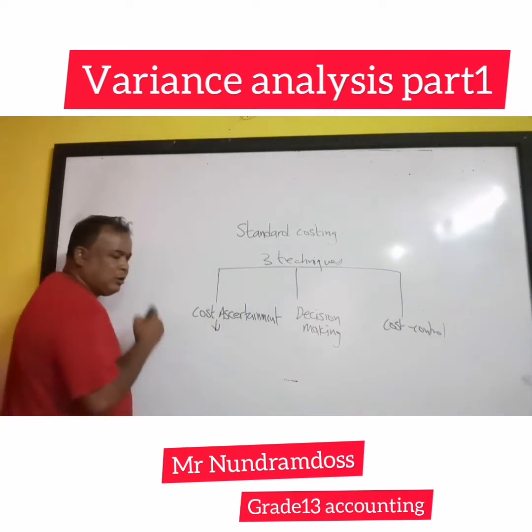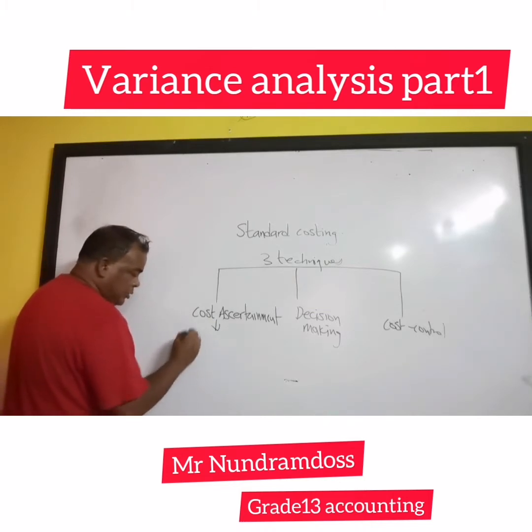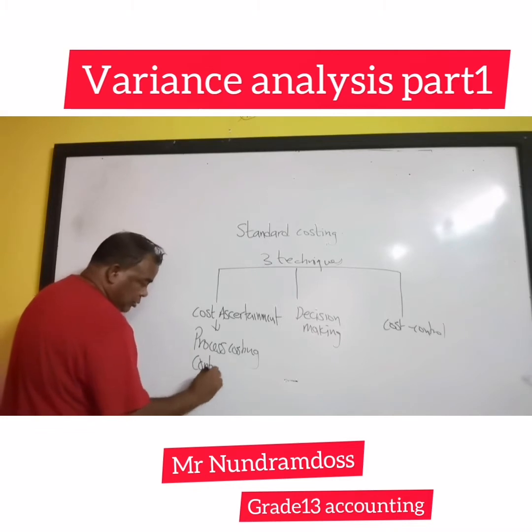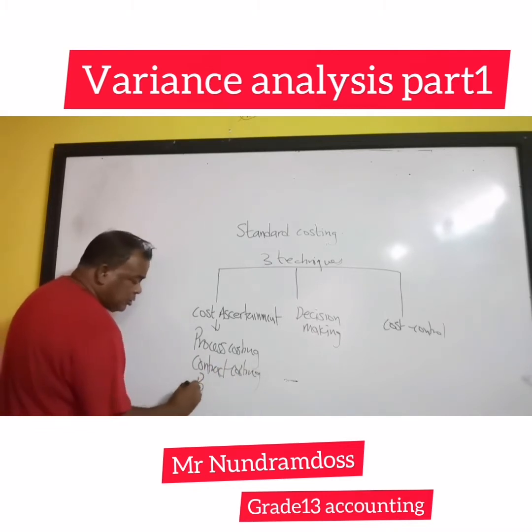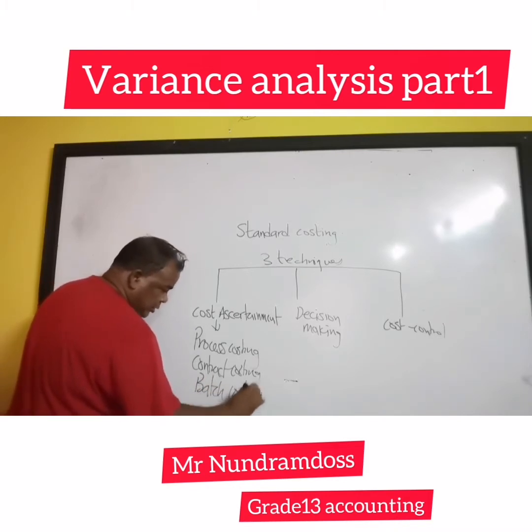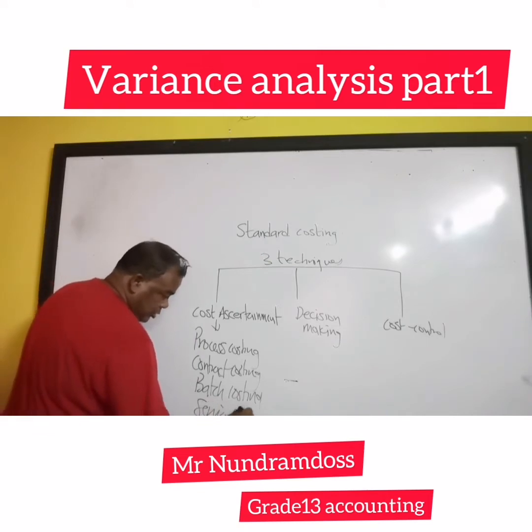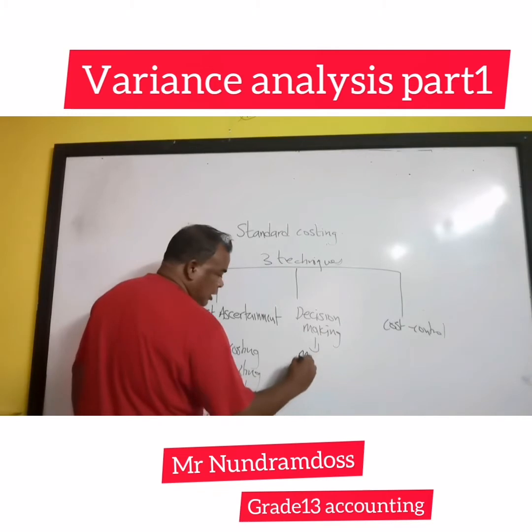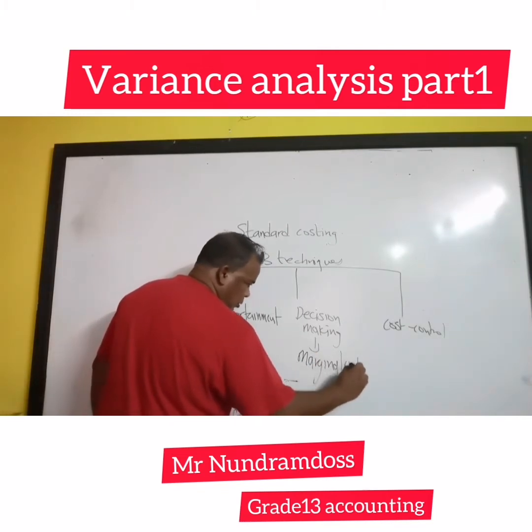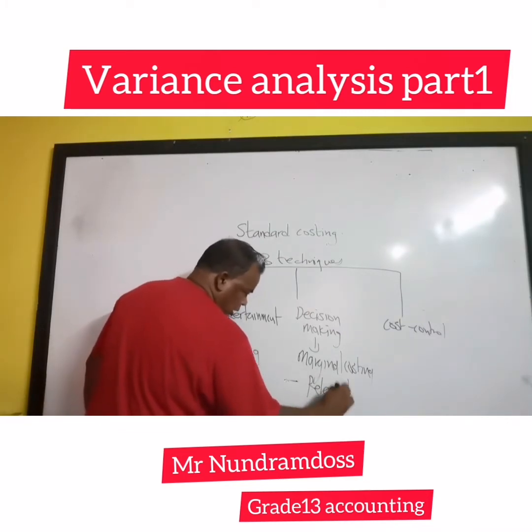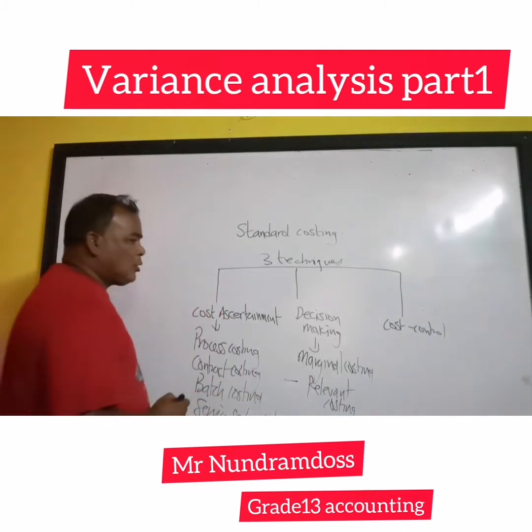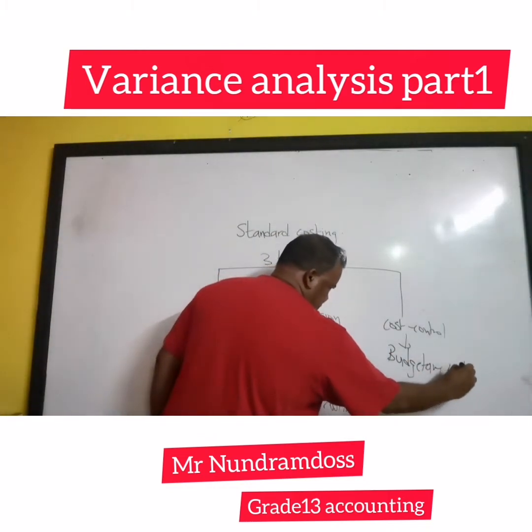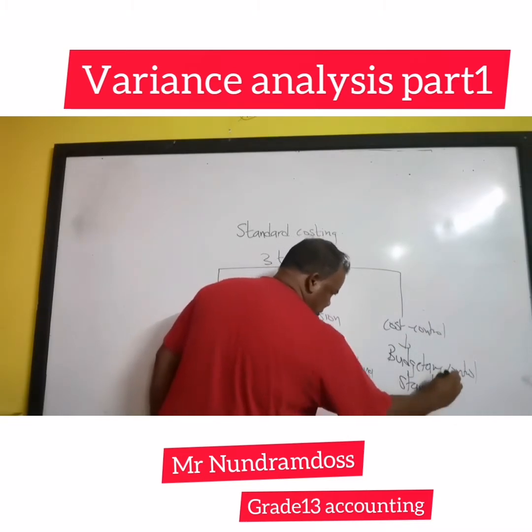So what we studied under cost ascertainment: process costing, contract costing, batch costing, and service sector costing. So these are what we mean when we say cost ascertainment. And decision making, we studied marginal costing, relevant costing, and cost control. So here we studied budgetary control, and standard costing that we are going to see today.